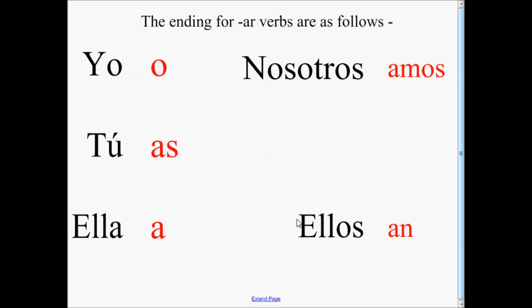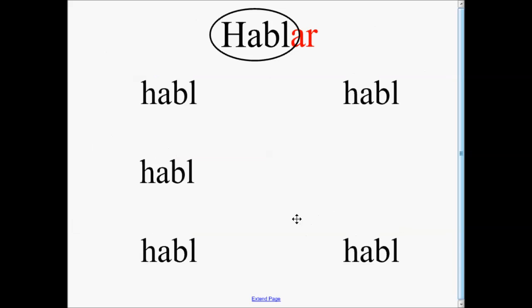For yo, o. For tú, as. For ella, a. Nosotros, amos. Ellos, an. Remember, to conjugate a verb, you simply need to find the stem. Remember that in all infinitives, the endings are always either AR, IR, or ER. For AR verbs, the ending is obviously AR. So the stem is anything that is not part of the ending. So our stem for the verb hablar is HABL.